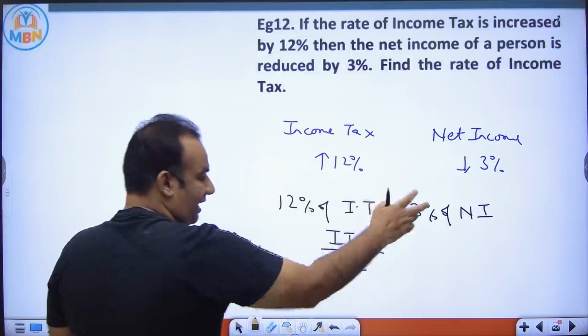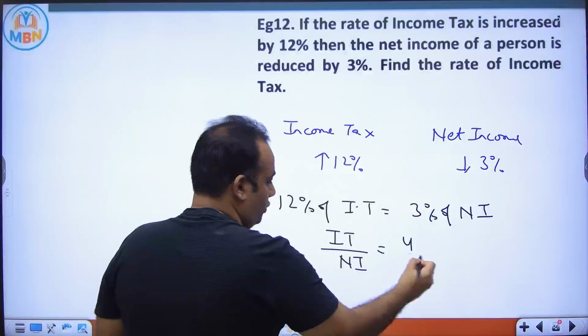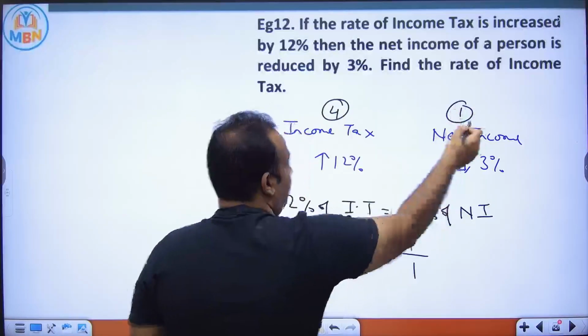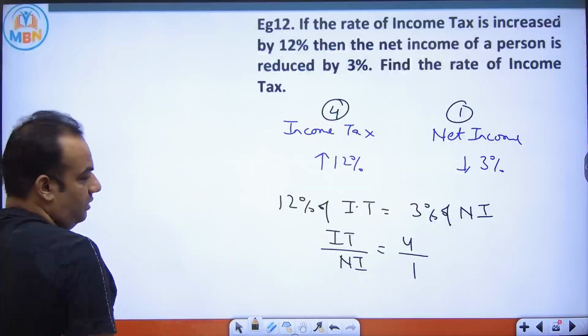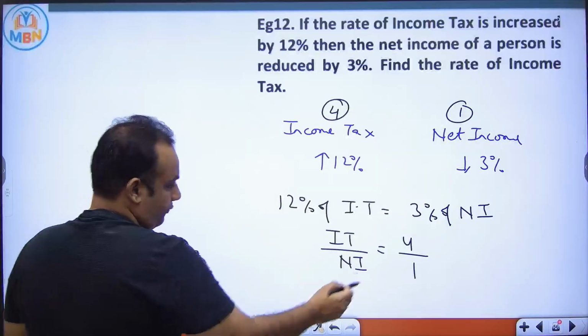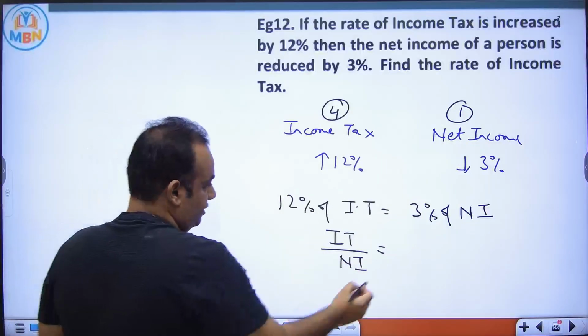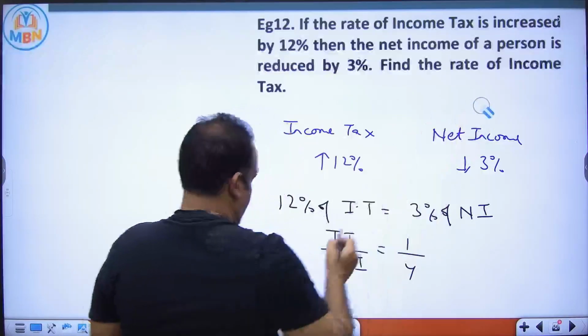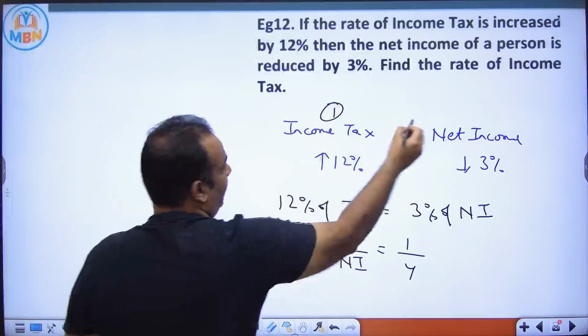You know that values will be interchanged. This is 4 is to 1. So if income tax is 4, net income is 1, it means before, this would be 1 is to 4. So values will be interchanged. This is 1 is to 4. So it means if income tax is 1, net income is 4.